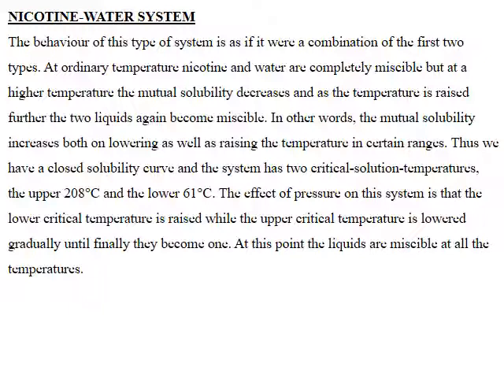Thus, we have a closed solubility curve and the system has two critical solution temperatures, the upper 208 and the lower 61 degrees centigrade. The effect of pressure on this system is that the lower critical temperature is raised while the upper critical temperature is lowered gradually until finally they become one. At this point, the liquids are miscible at all temperatures.